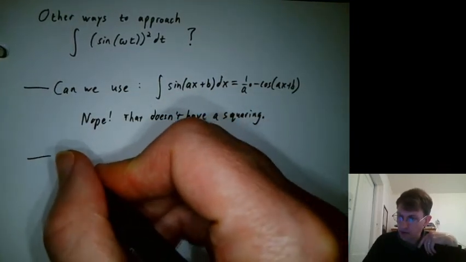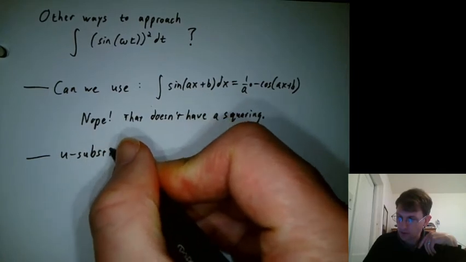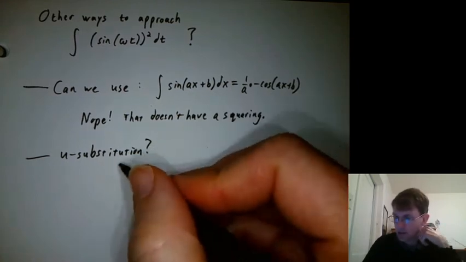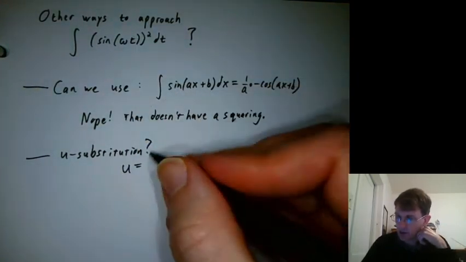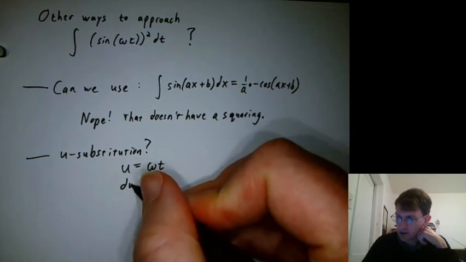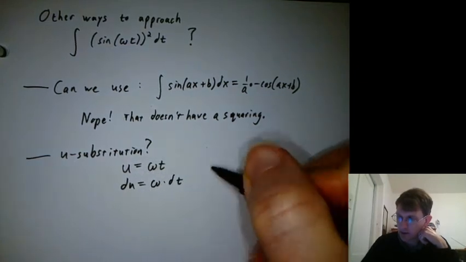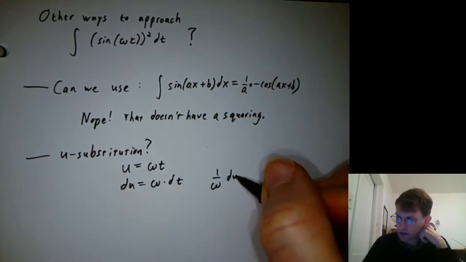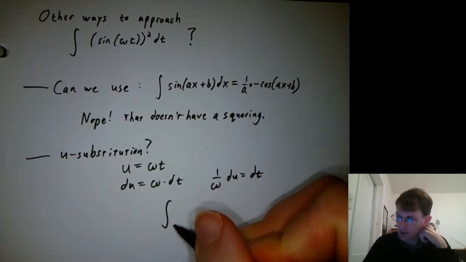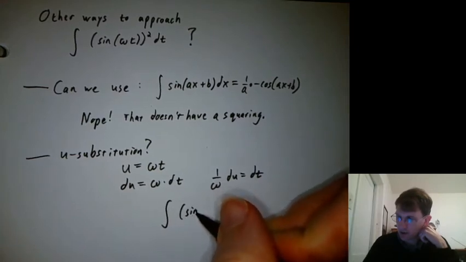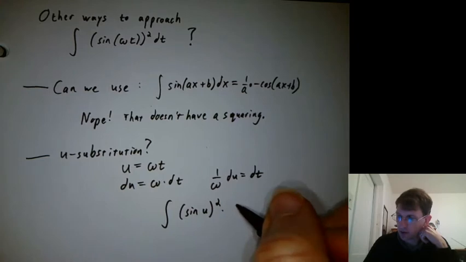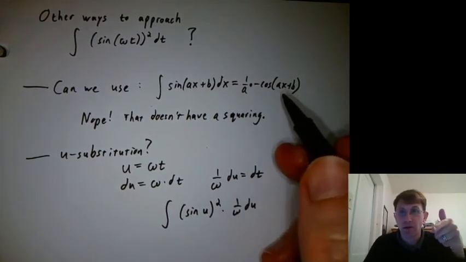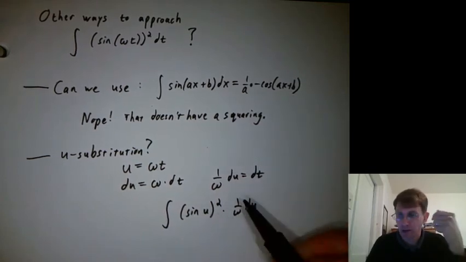Can we use u substitution? That's another one of our favorites, right? What would you try? Maybe u equals omega t, du equals omega dt, and then 1 over omega du equals dt, and you get the integral of sine of u squared times 1 over omega du. That's basically what we were trying to do here, but we still have that squaring. It's still not going to work.